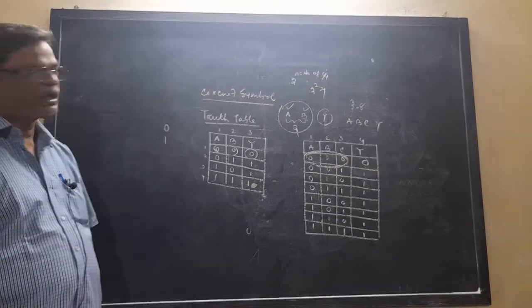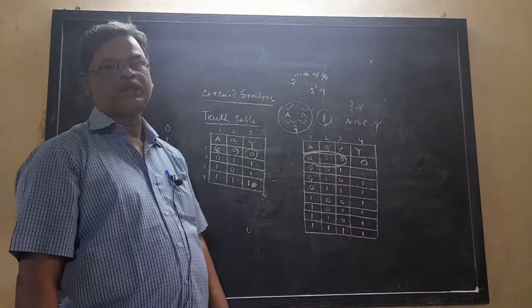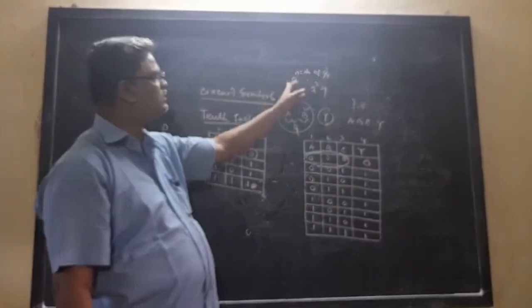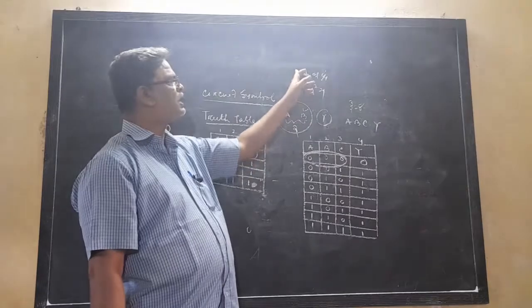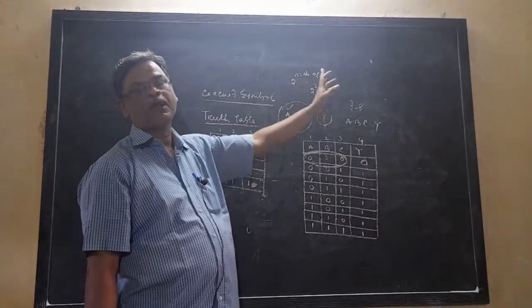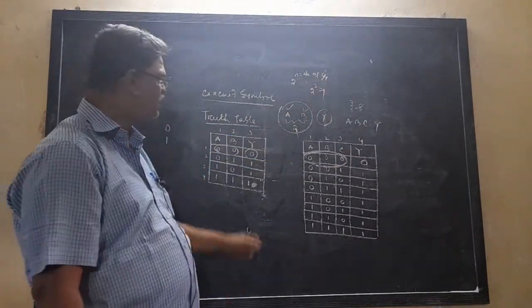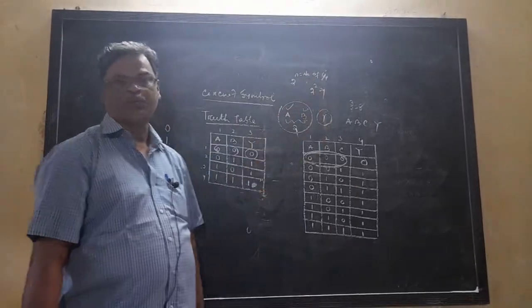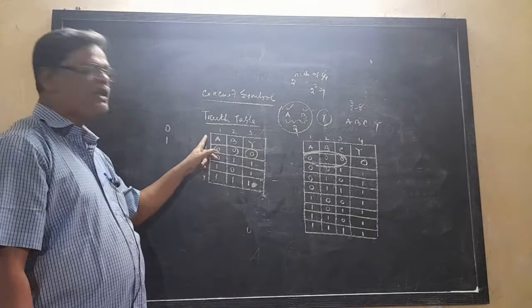Then we see the number of rows. The number of rows is 2 to the power n, since each input has two possible truth values. Here n is the number of inputs, which is 2, so 2 to the power 2 is equal to 4, then 4 plus 1 for the heading.